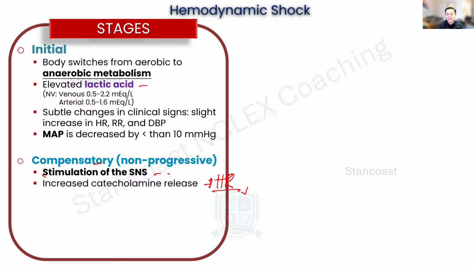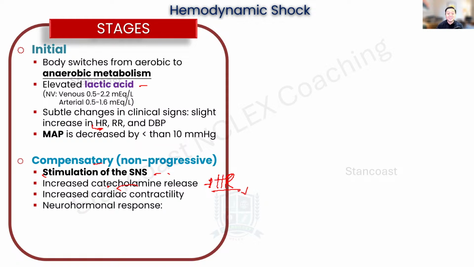Okay, the contractility of the heart muscle will also be strengthened. Increasing contractility, there's also increasing heart rate, and this is way higher compared to the mild elevation here in the first stage. All right, and the reason for that is because of the activation of the SNS, or the catecholamine release. Now, another event that can occur in the compensatory or non-progressive stage will be the neurohormonal response.